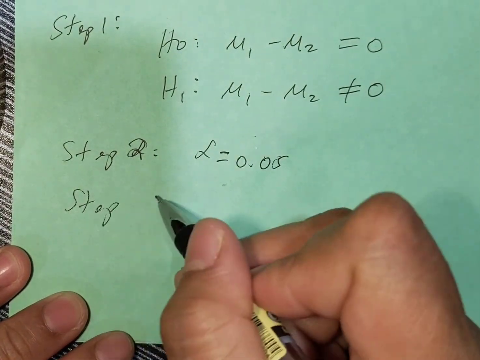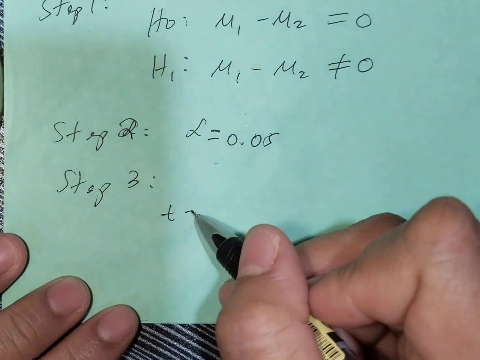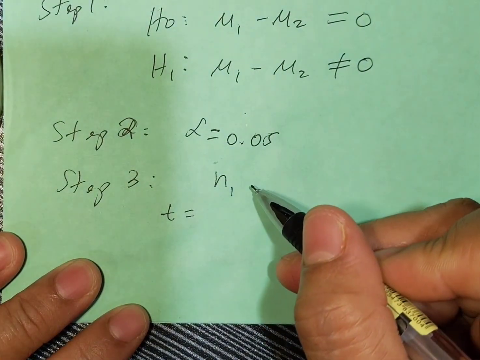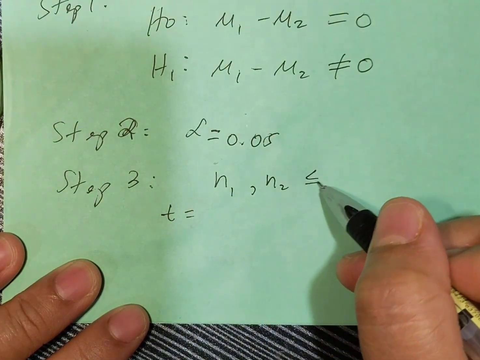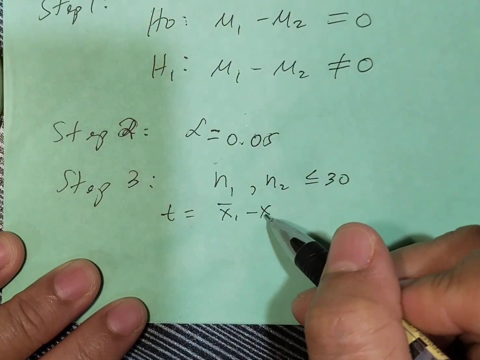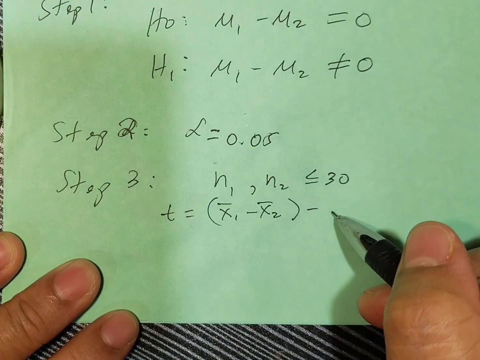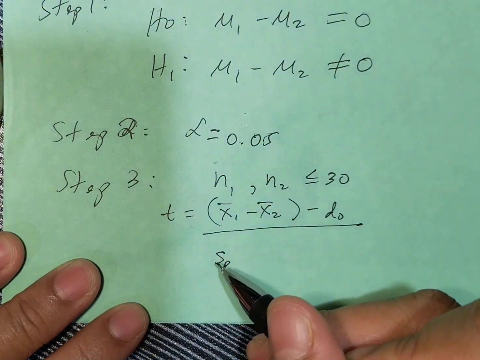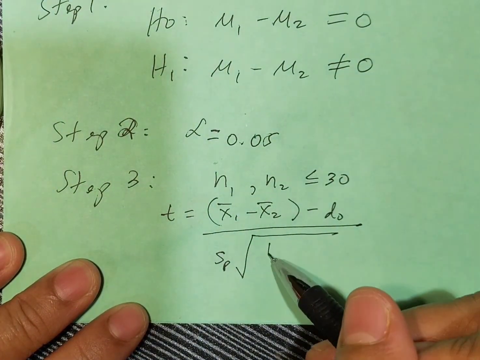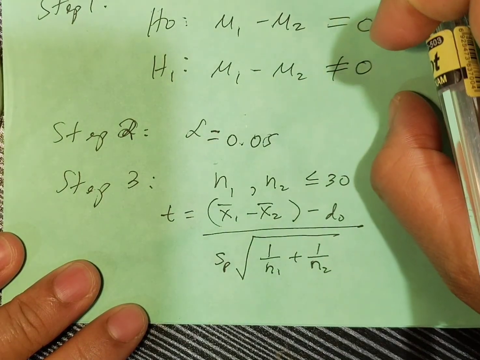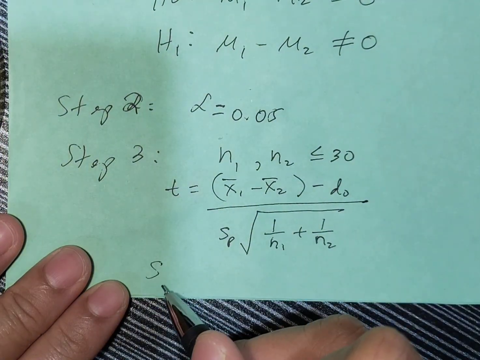And your step 3, since our sigma 1 and sigma 2 are unknown, and your n1 and n2 are both less than or equal to 30. So this is our test statistic. This is x1 bar minus x2 bar minus your hypothesized difference over s sub p, we call this the pooled standard deviation, times the square root of 1 over n1 plus 1 over n2. Okay, so how do you compute your s sub p?